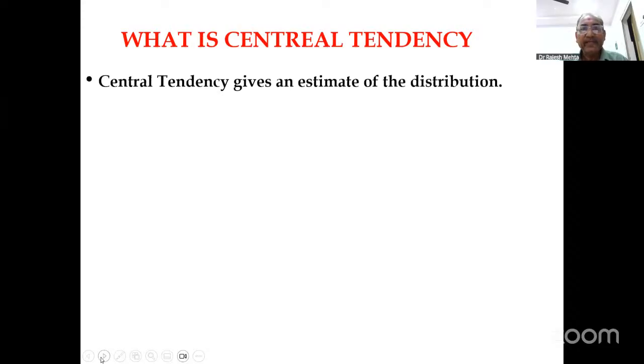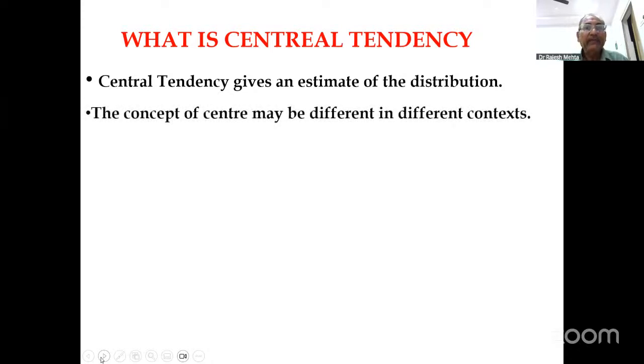So central tendency gives an estimate of the distribution. For example, if you want to compare two cities, Ahmedabad and Delhi, and find out the distribution of height of the people in Ahmedabad and the distribution of height of the people in Delhi, that kind of distribution we can find out, and it may differ in different contexts. If you have geography, there's a different meaning; if you have statistics, a different meaning; if you have mathematics, a different meaning of the word center.